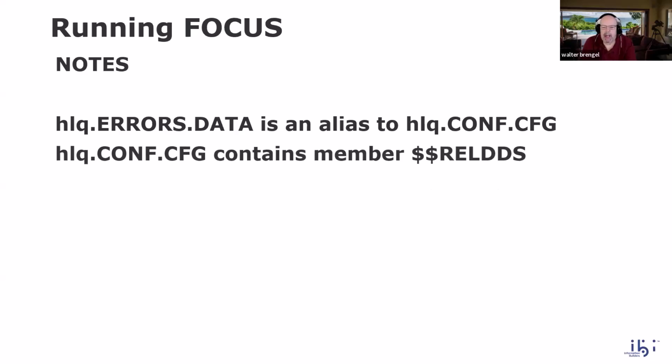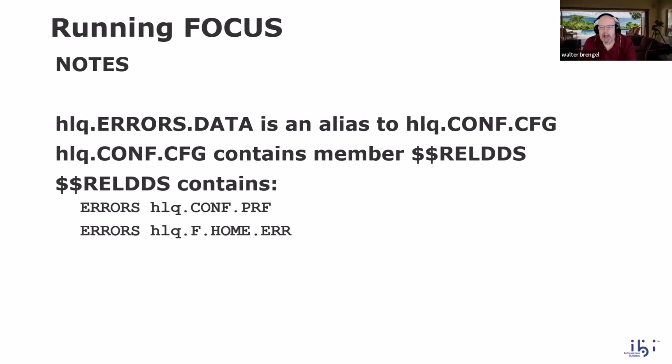CONF.CFG contains a member called $REL DDS. $REL DDS contains two entries for errors, HLQ.CONF.PRF and HLQ.F.HOME.ERR. When you start Focus, we look for this member, and if it's there, we take your ERRORS.DATA, which is CONF.CFG. So you'll have CONF.CFG concatenated with CONF.PRF concatenated with F.HOME.ERR. When you're done, your ERRORS DD will have those 3 files available to it.